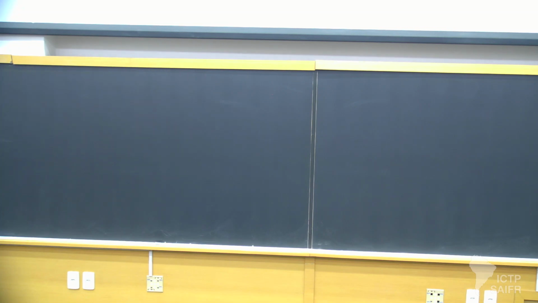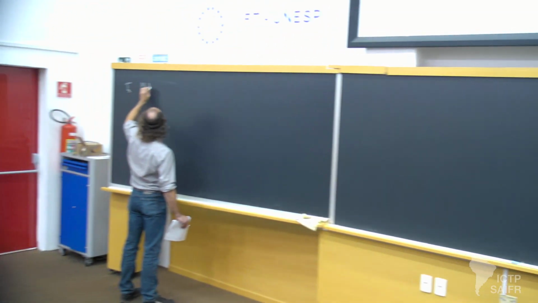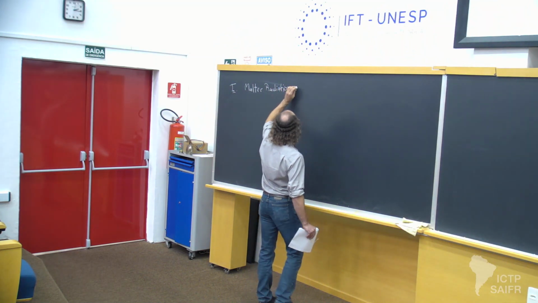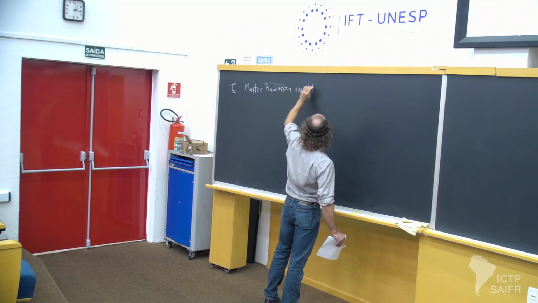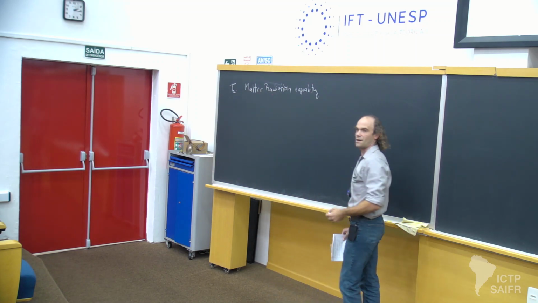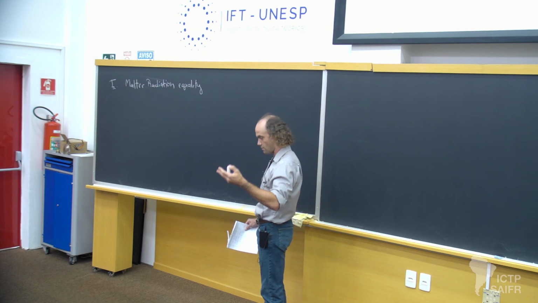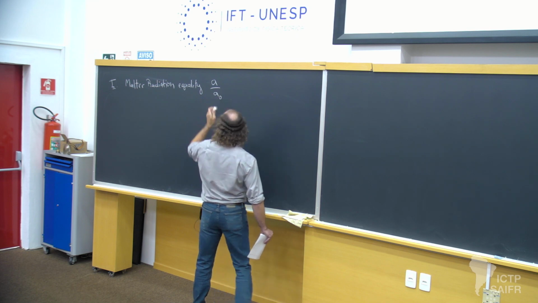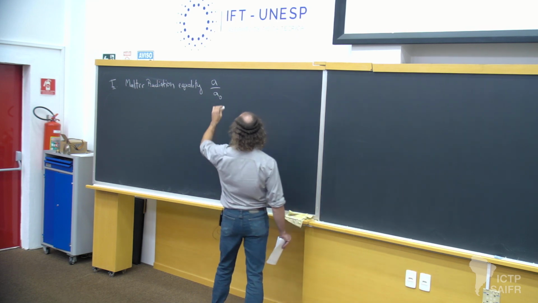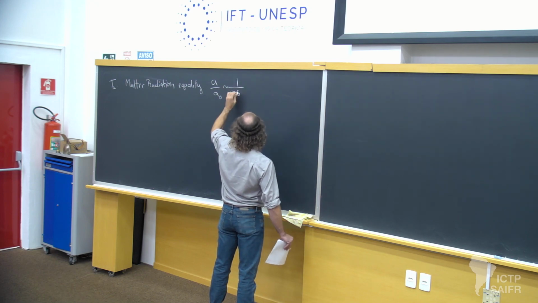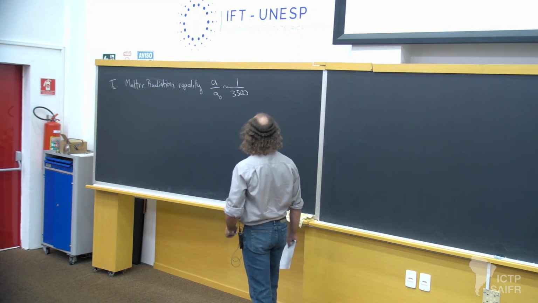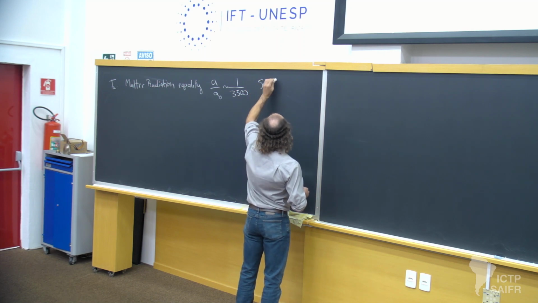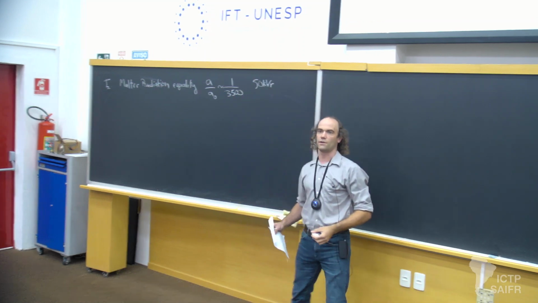The matter-radiation equality. And this happens at a redshift, or roughly the ratio of a scale factor a over a naught, the current value of the scale factor, of about 1 over around 3,500. Okay, and this is about 50 kiloyears after the Big Bang.